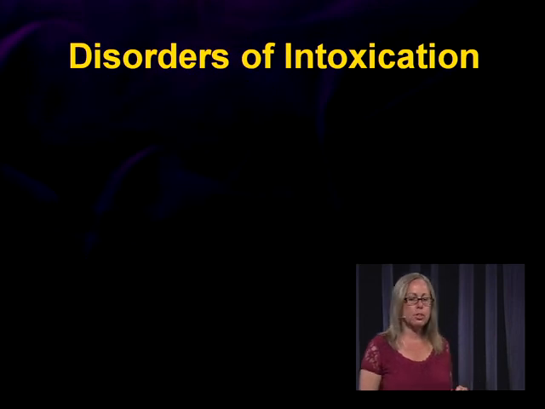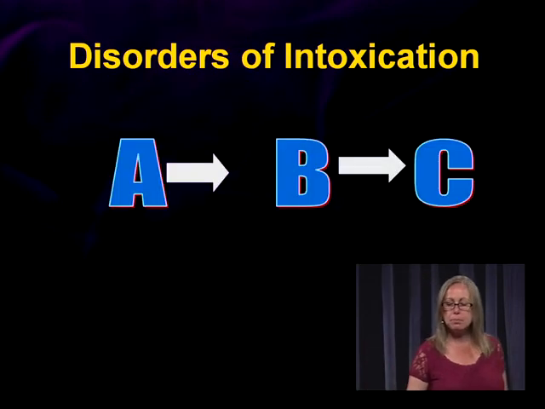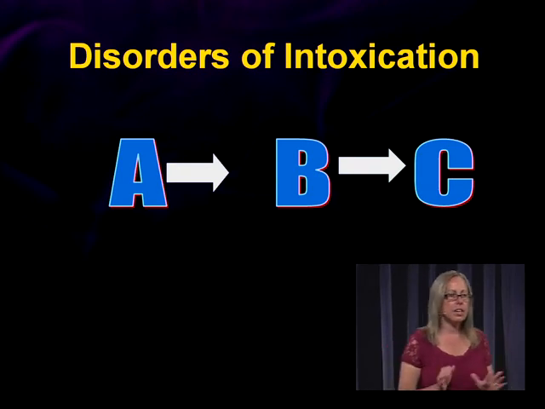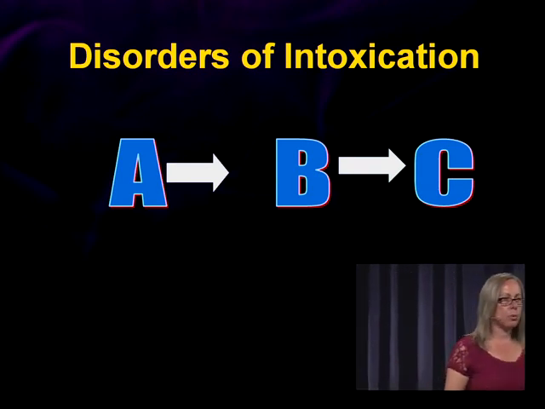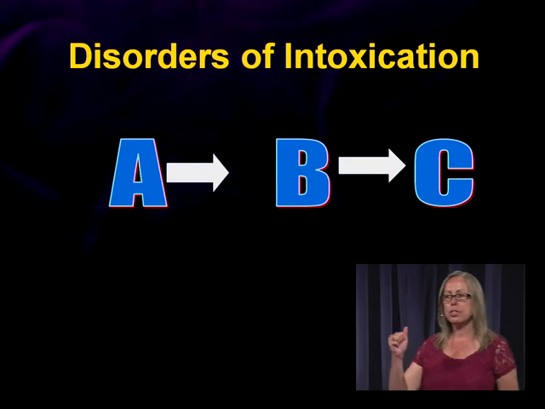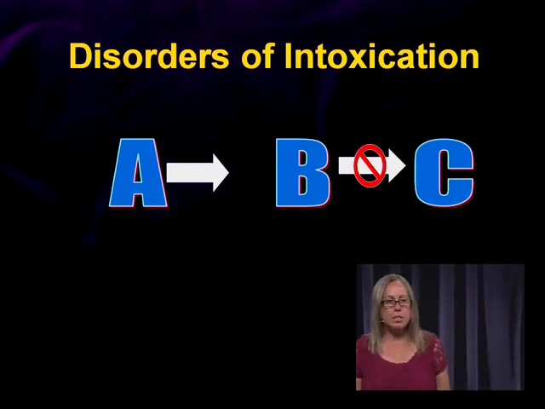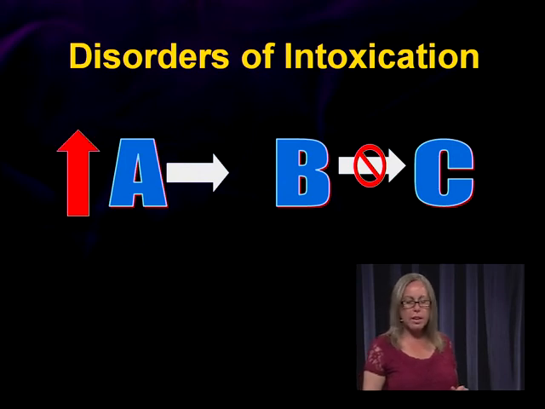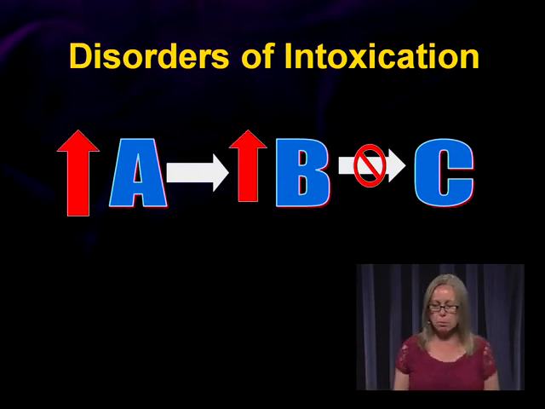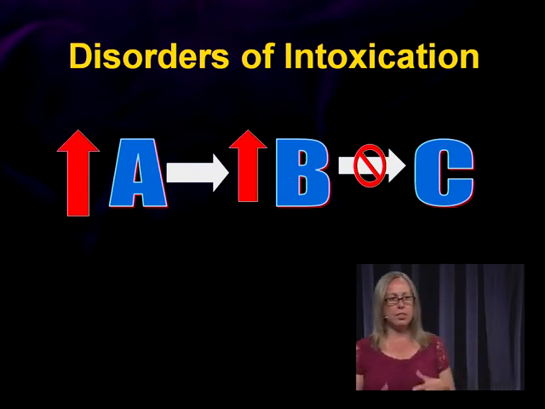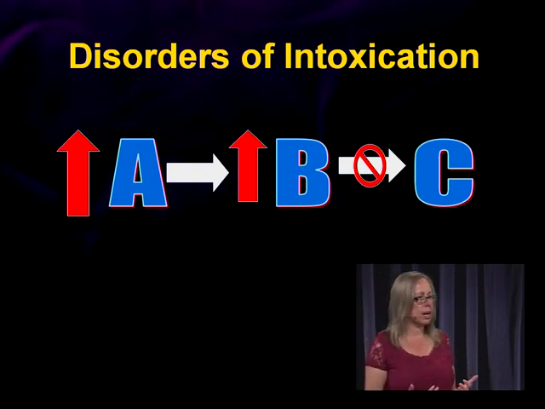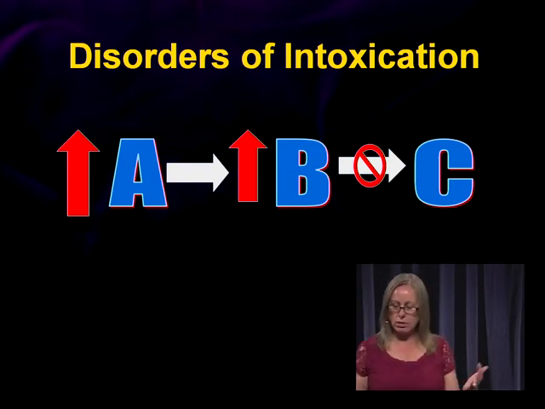So we're going to start with disorders of intoxication. All right, so this is the infamous metabolic pathway. A has to be turned into B, which then has to be turned into C. If the enzyme that takes B to C doesn't work, A goes up and B goes up. This will then intoxicate the individual, and you'll get symptoms based on having too much of A and B.